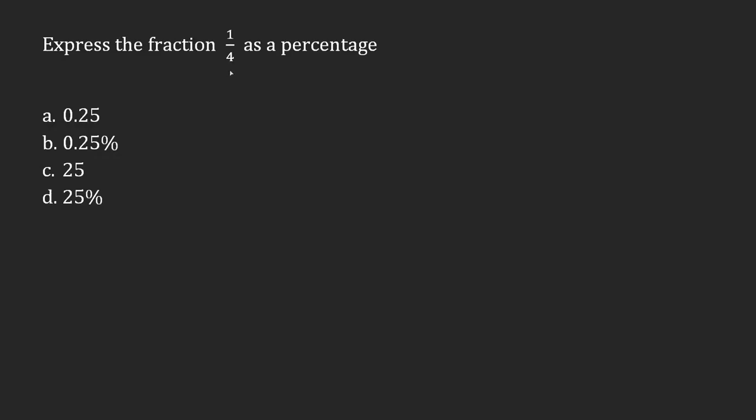Express the fraction 1 over 4 as a percentage. All right, before we actually turn it into a percentage, I want to point out that 1 over 4, or any fraction, or sometimes they call these ratios, can always be thought of as just being 1 divided by 4. So it's the top, the numerator, divided by the bottom, which is called the denominator.